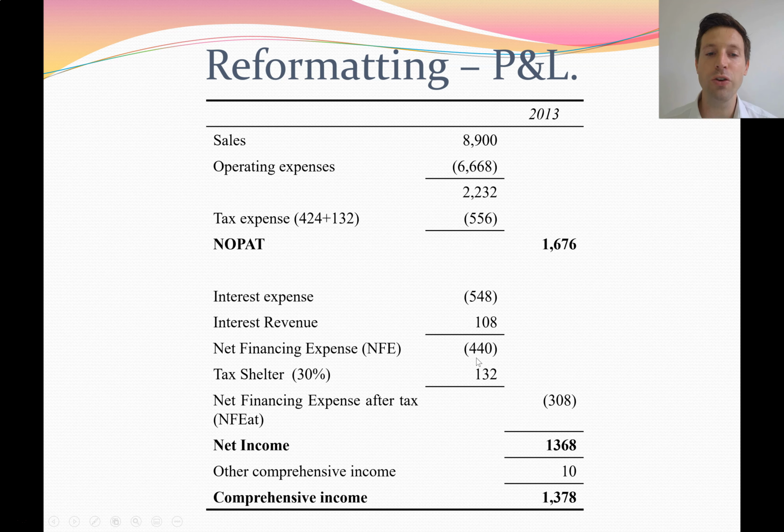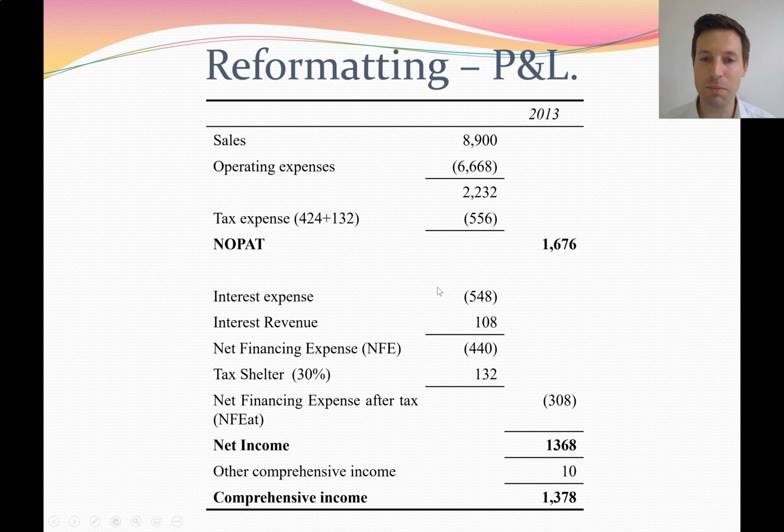Because I have a $440 net financing expense, it reduces my profit by 440, which means it would reduce the amount of tax I have to pay by $132. So I can then calculate my net financing expense after tax, the NFEAT, which is my net finance expense minus the tax shelter, and I get 308 as my net financing expense after tax.